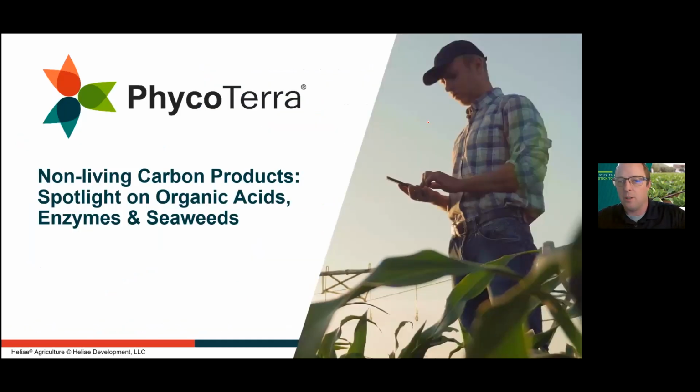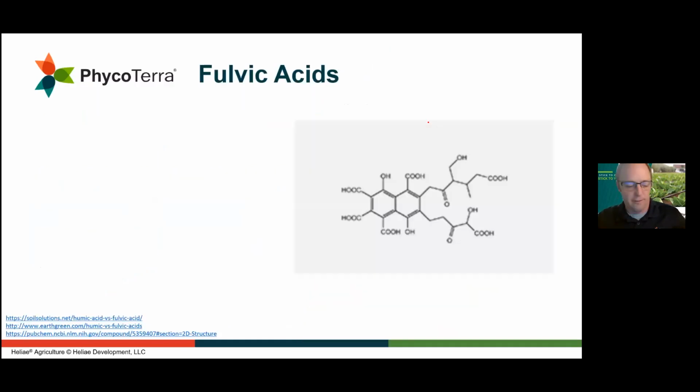So let's talk about some of those non-living carbon products. I've been segueing out of this food source. Now we'll go into these other non-living carbon products. Organic acids, I'll split that into fulvic and humic. We'll talk about enzymes, and then we'll talk about seaweeds. So this is a fulvic acid, if you've ever wondered. Great tattoo idea if you need it.